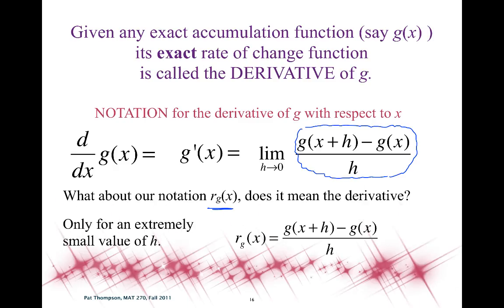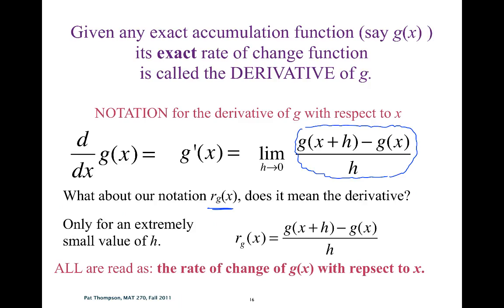But all of these notations we read as the rate of change of g of x with respect to x. Whether it's the g prime notation, this notation, or the r sub g of x, we're going to say it's the rate of change of g of x with respect to x. That's the most descriptive phrase to use. But derivative means the same thing. Any questions on notation and language?